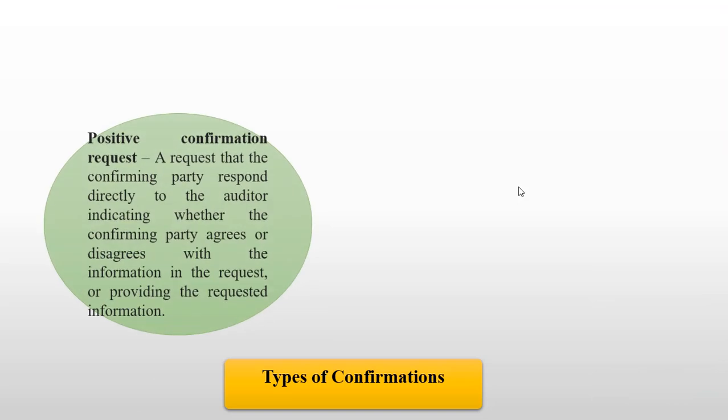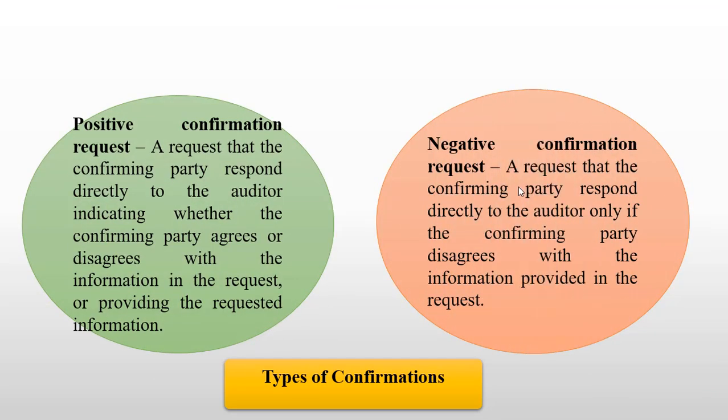Now, talking about confirmations a while ago, we have two types of confirmations. One is positive confirmation. This is a request that we send to the third party, requesting them to confirm whether they agree or disagree with the information included. Negative confirmation, on the other hand, we will only request the third party to respond if they disagree with the information included.